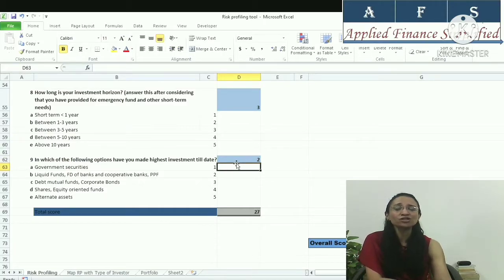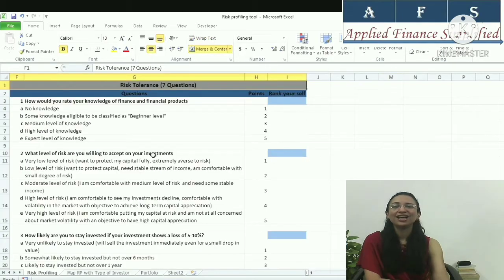So the total score on risk capacity for Mr. Raj is 27 points. Let's move on to understand the questions that are for assessment of risk tolerance. The first question under risk tolerance is, how would you rate your knowledge of finance and financial products? So based on your knowledge of financial markets and financial products, select the appropriate answer. In our case, Mr. Raj has somewhat knowledge of the financial products, so we will score him 2 because he has beginner's level knowledge.